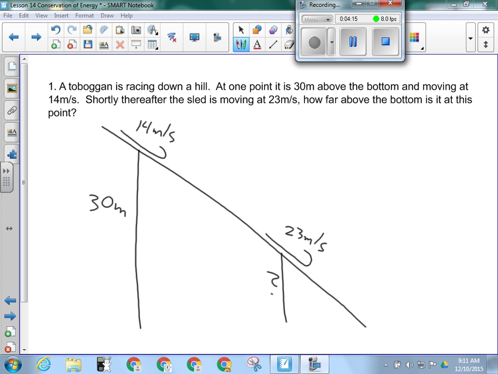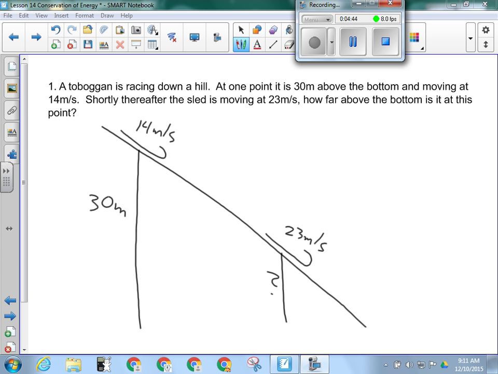So here's the situation. Toboggan going down the hill. No, it's not a candy cane on a triangle. I know I can't draw, but it's a toboggan going down a hill. We know the initial height is 30 meters, and we know that the initial speed is 14 meters per second. We know that a little while later it's going faster, and the only way it's going faster is if it's a little further down the hill. Agreed? So we're looking for the second height, or the final height here.